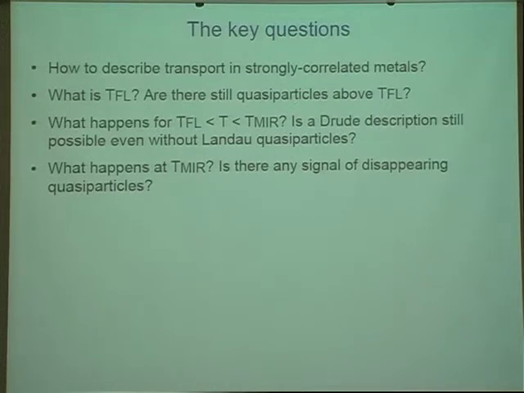What happens in between? How can I describe transport in this regime? And what happens then at this Monte-Carlo limit and above? How can I describe the system there? So those are basically the questions I want to try to address here.